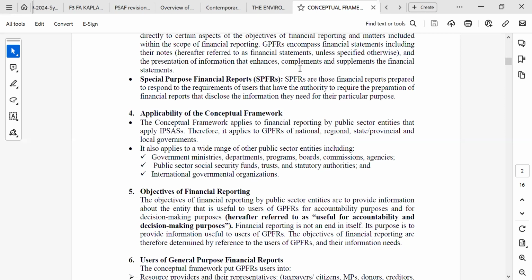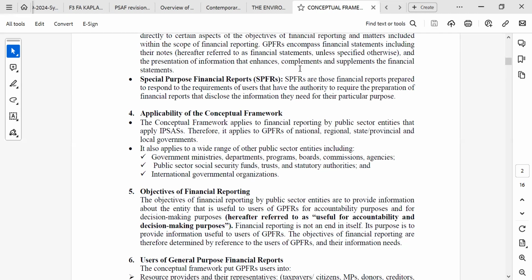All right. So the objective of financial reporting in the public sector is to ensure that the two basic objectives are to ensure accountability and also to provide information for what? Decision making what? Purposes. Okay, there can be other objectives, but the basic two is to provide useful information for accountability purposes and also for decision-making purposes.